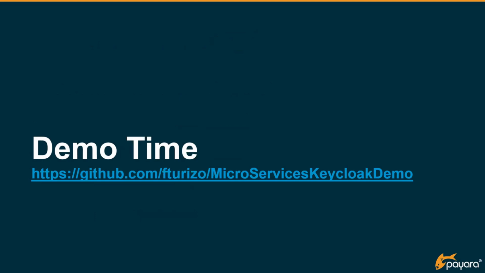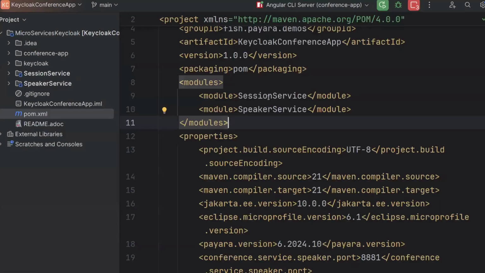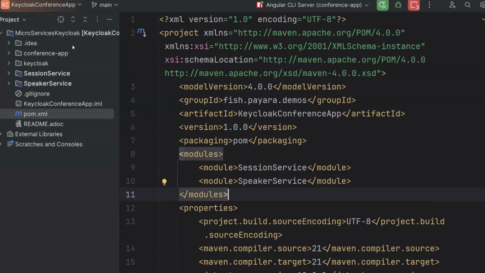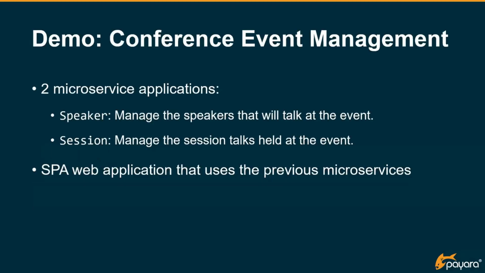So in order to showcase all of this, let me show a quick demo that you can find on my GitHub account, Microservices Keycloak demo. What you are seeing here is the project open in IntelliJ. It is a multi-module project. It contains 2 modules, one for each microservice. And let me quickly showcase what this microservice demo contains.